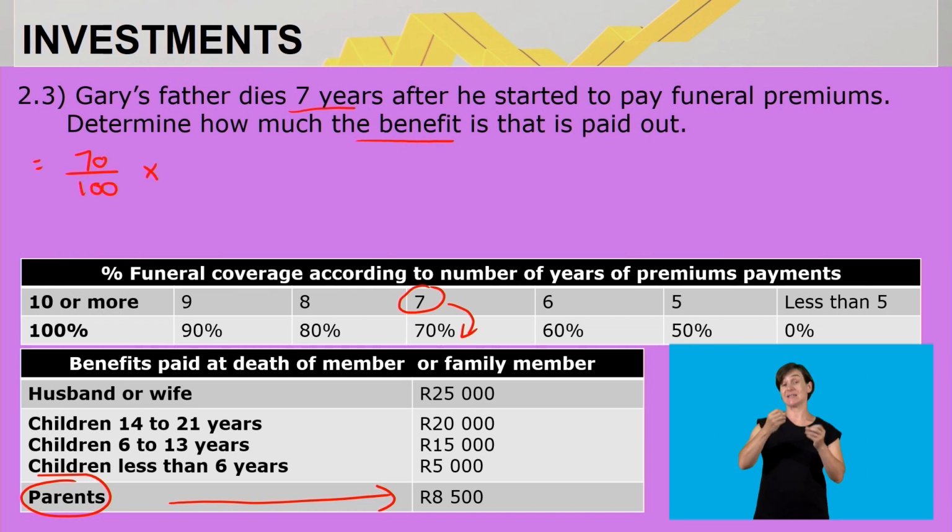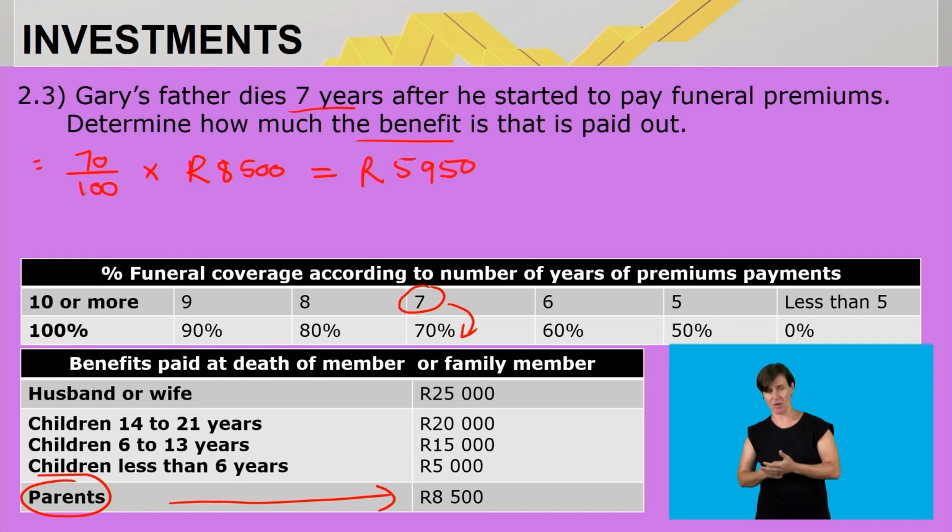70% of the 8,500 Rand. Let's type that in to see how much will be paid out. So 70%, 7 over 100, multiplied by 8,500. That gives us a total of 5,950 Rand that will be paid out. Guys, I hope that is clear to all of you.